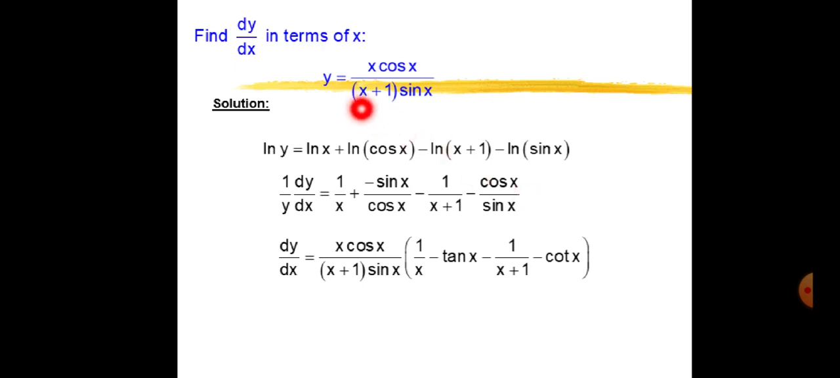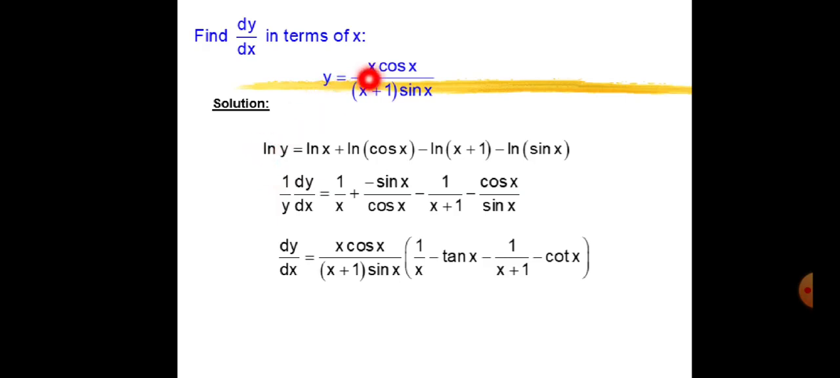Here we have y equals x cosine x over x plus 1 times sine x. Here we have more than two terms multiplied by each other, or we have a quotient, so it is very hard to use the rules of quotient and the product. So we have to break the complexity of this problem because you have more than two terms multiplied and divided by, so we have to apply ln for both sides.